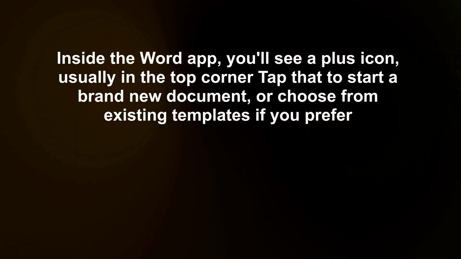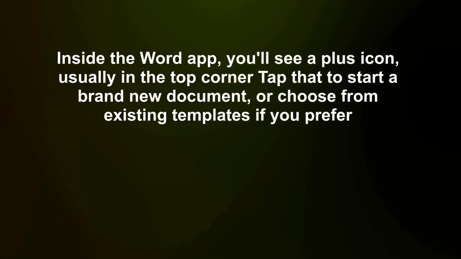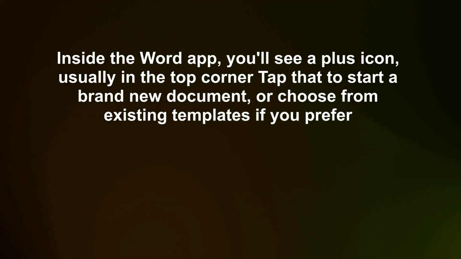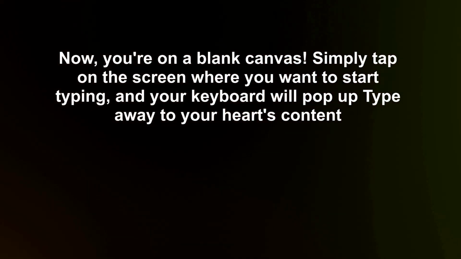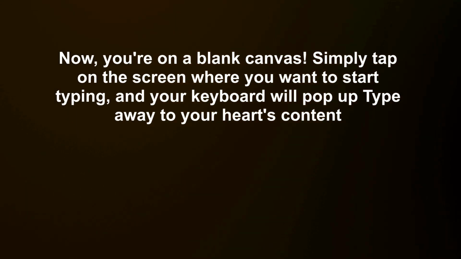Inside the Word app, you'll see a plus icon, usually in the top corner. Tap that to start a brand new document, or choose from existing templates if you prefer. Now, you're on a blank canvas. Simply tap on the screen where you want to start typing, and your keyboard will pop up. Type away to your heart's content.